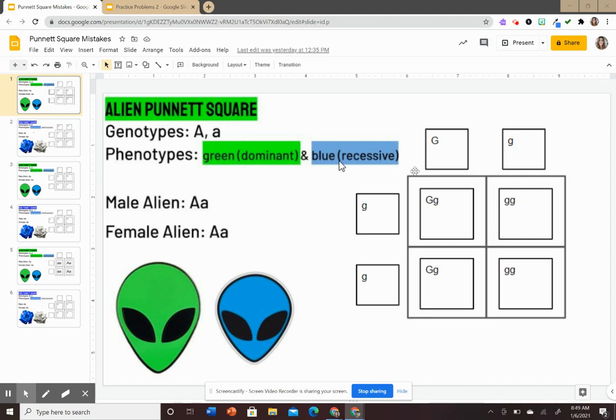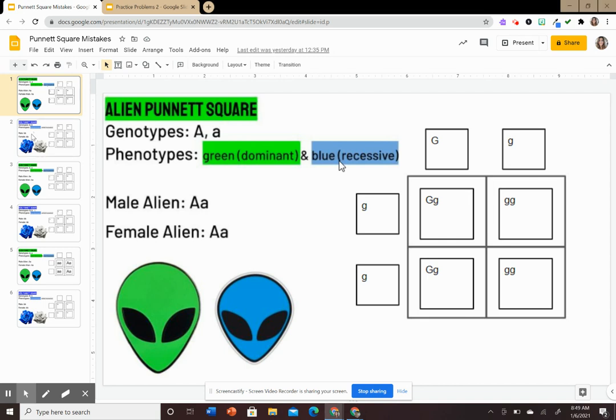So the very first issue in this one is I give the genotypes, right? Remember, the genotypes are represented with letters. The genotypes in this problem are big A and little a. And this student used the letter G. I'm not sure why they chose G, where they got it from, but this is completely wrong. Okay, so make sure you're using the correct genotypes given.